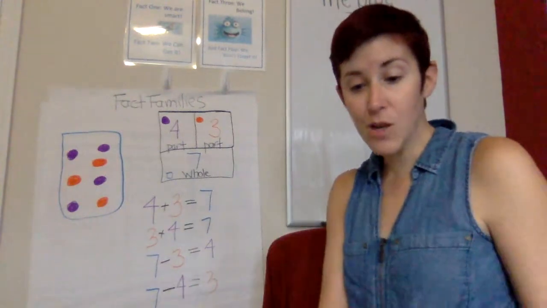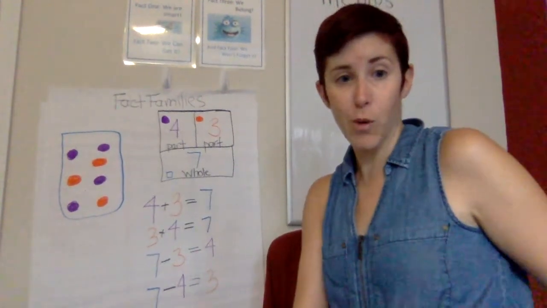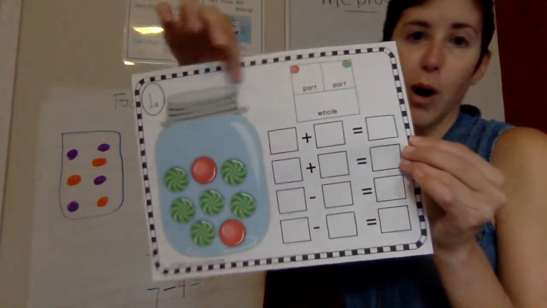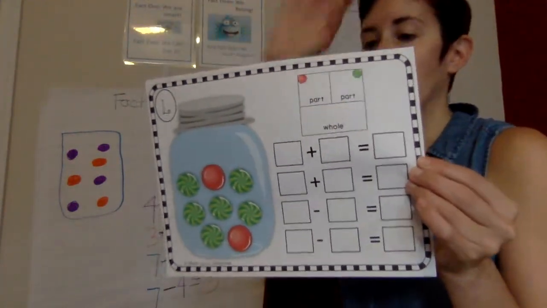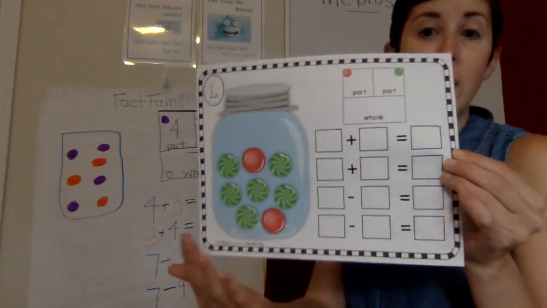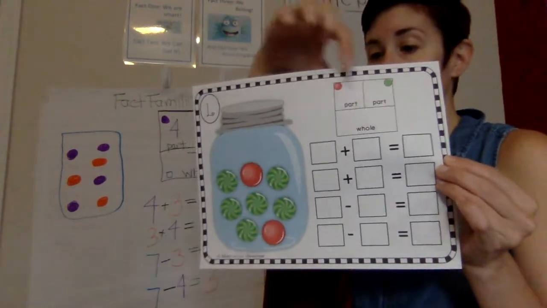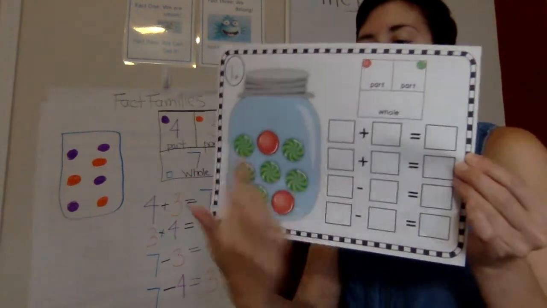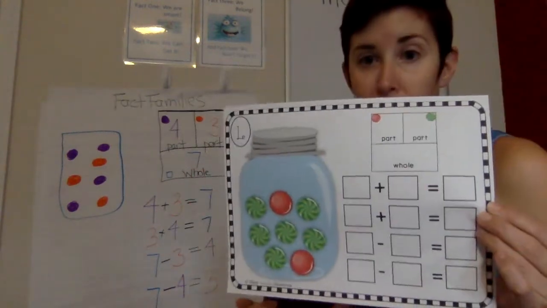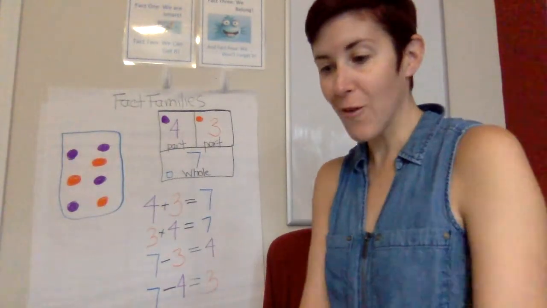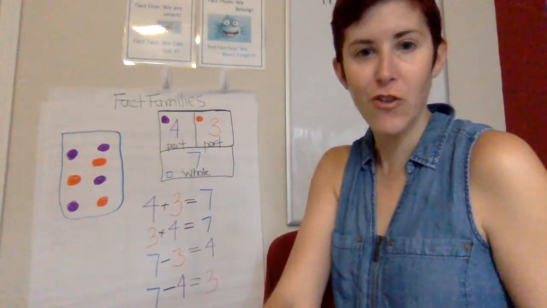So this is exactly what you're going to do on your Jamboard. And your Jamboard is going to look like this. You have your 2 parts, which is right here, your red and your green, and you're going to make your number sentences. So remember they're 4, and you have to use the numbers that go in here. Remember, your whole is just how many all together. So that's what your Jamboard is going to look like. So have fun with your fact families.